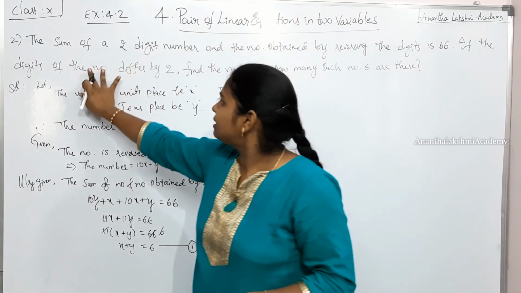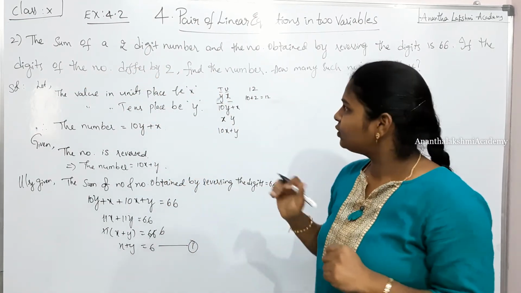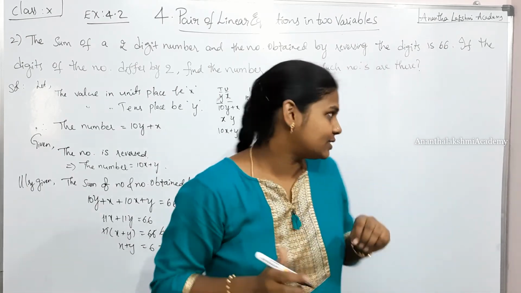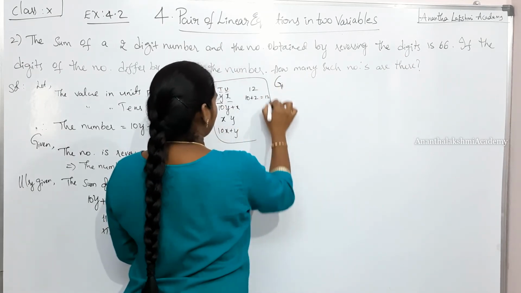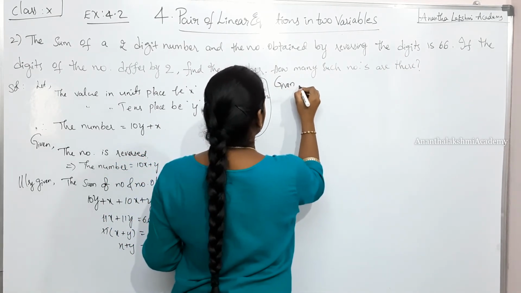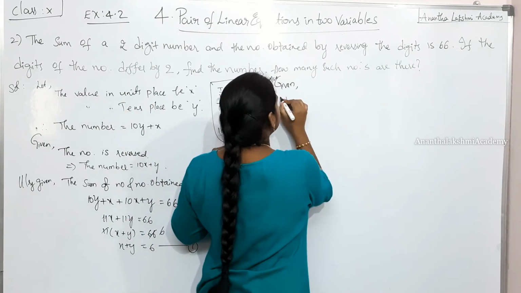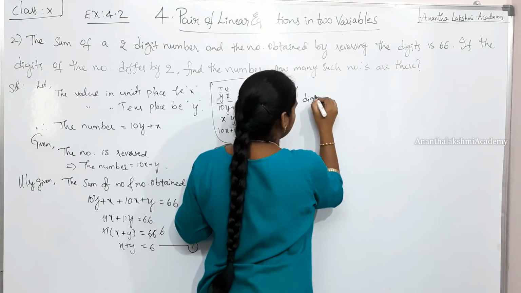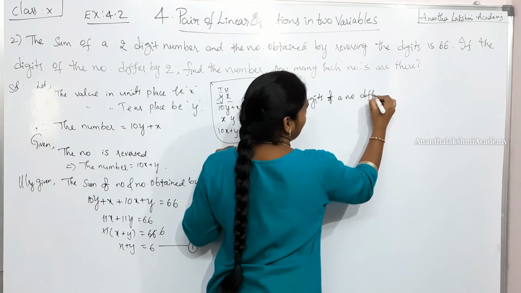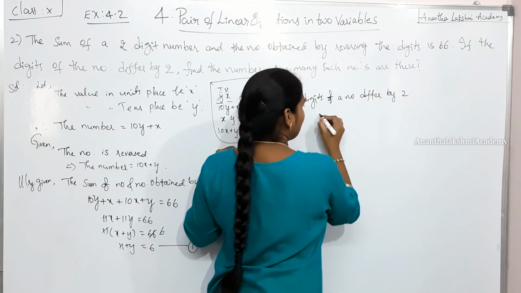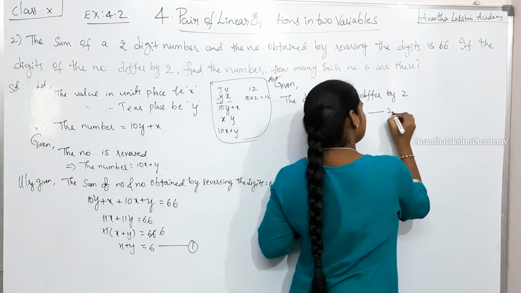If the digits of the number differ by 2, find the number is what he has asked. So what is given for us? Given, this is all the rough part. Also given that the digits of a number differ by 2. What does that mean? The subtraction of these two numbers is 2. Let us call this equation 2.